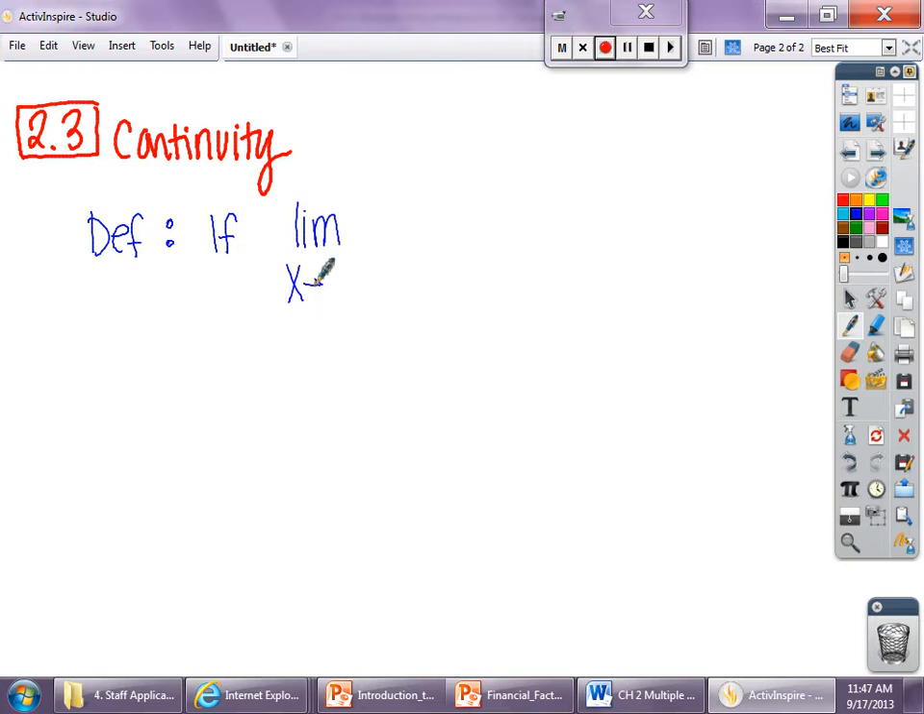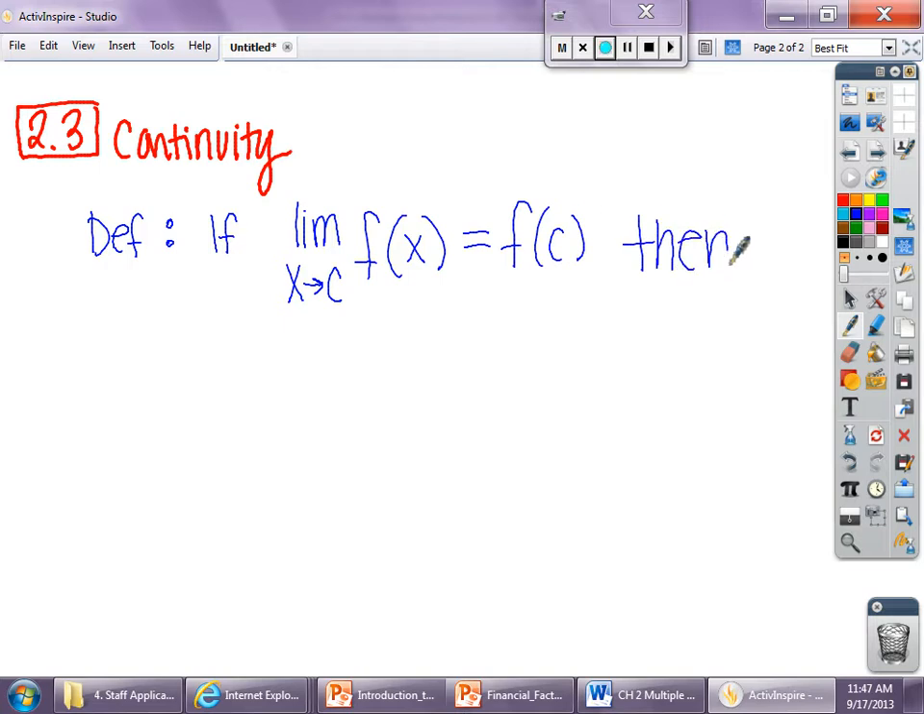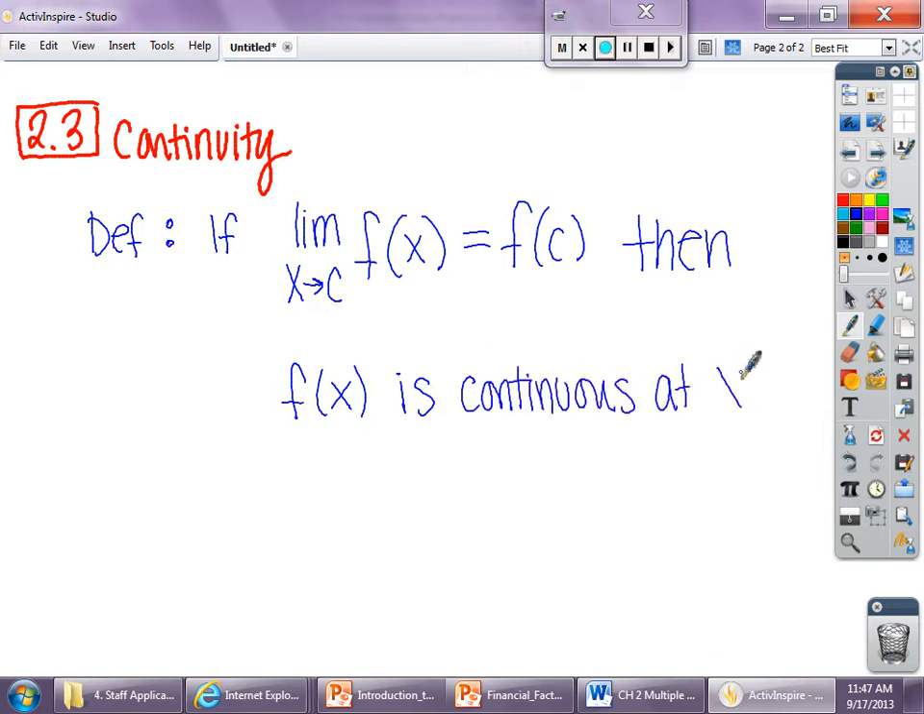If the limit as x approaches c of f of x is equal to f of c, then f of x is continuous at x equal to c. And I always start off with just that piece for you guys because I want you to know the notation, but I need you to understand you're doing a little more than that. You're actually finding out that it's continuous at a singular place, the place where you take the limit. So that's the start.